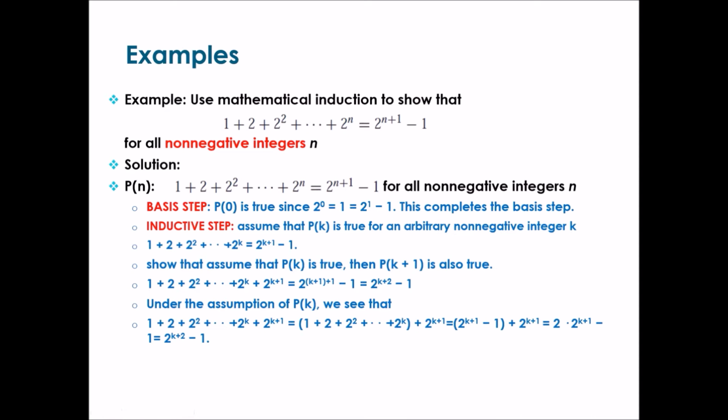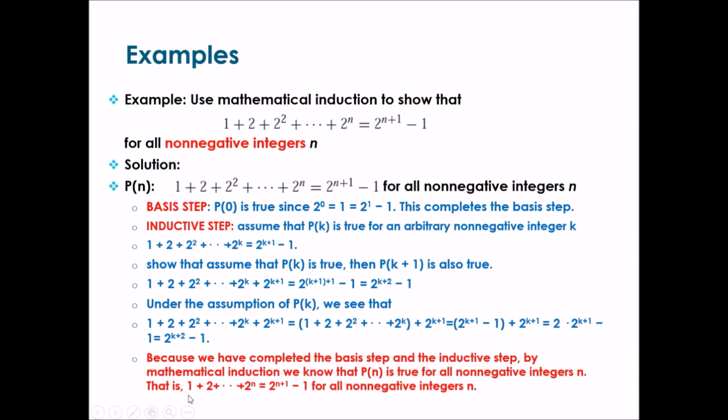Now this can be written as 2 times 2 to the power k plus 1, minus 1. How did we do that? We have 2 to the power k plus 1 one time, and here is another 2 to the power k plus 1, which makes it 2 times, and we are left with minus 1 as it is. 2 times 2 to the power k plus 1 is 2 to the power k plus 2, so this is equal to 2 to the power k plus 2 minus 1. This is equal to the right hand side of P(k plus 1), so this implies P(k plus 1) is true.